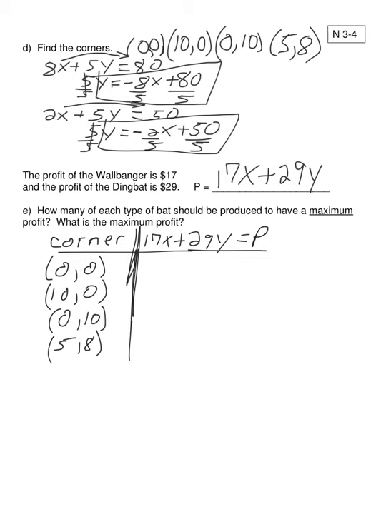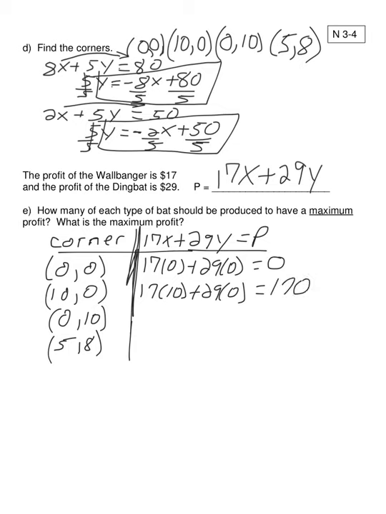So the first set, the 0, 0, that's 17 times my x, which is 0, plus 29 times my y, which is 0, equals 0. Next one, 17 times x, which is 10, plus 29 times 0, equals, 29 times 0 is 0, so it's gone. 17 times 10 is 170. 17 times my new x, which is 0, plus 29 times my y, which is 10. 17 times 0 is 0. 29 times 10 is 290.